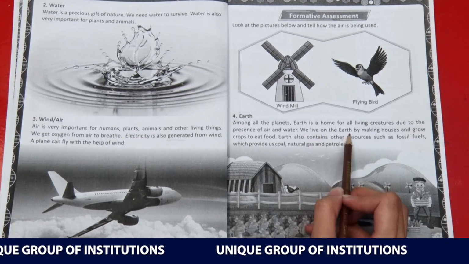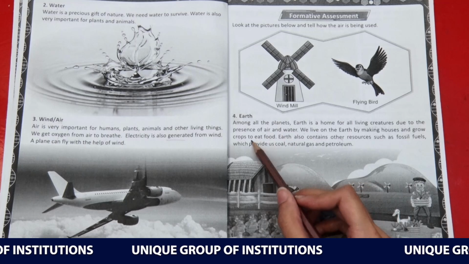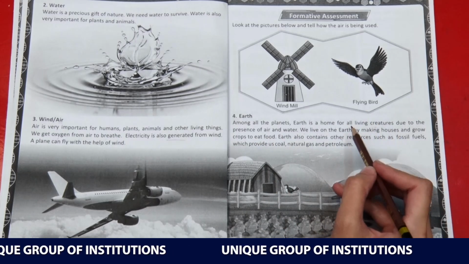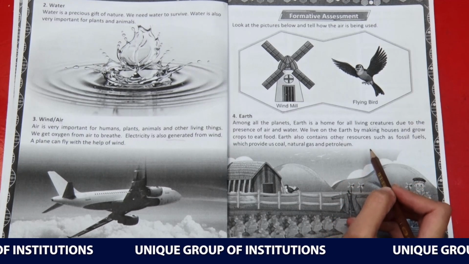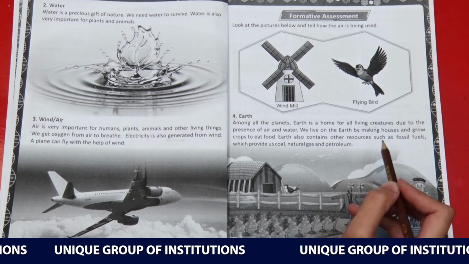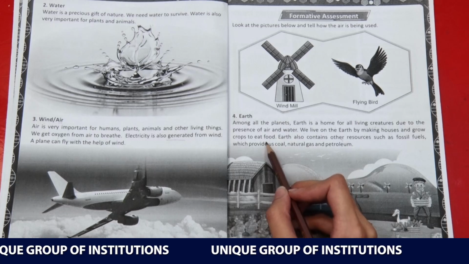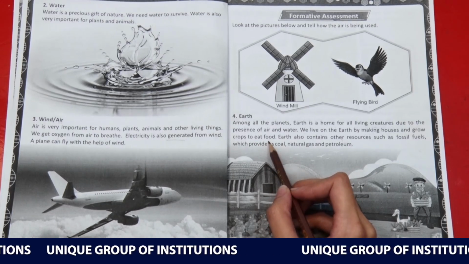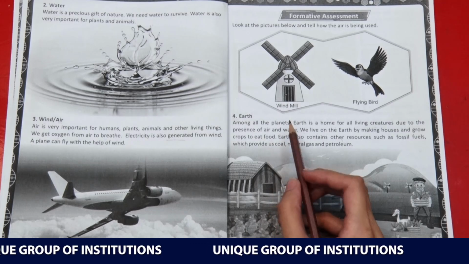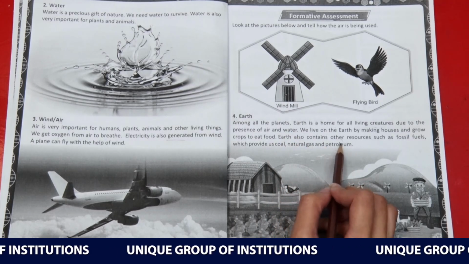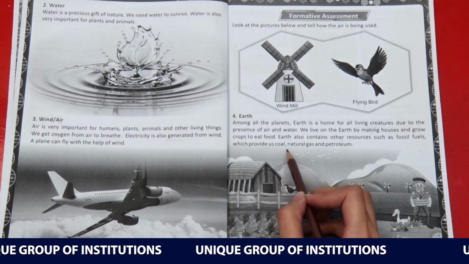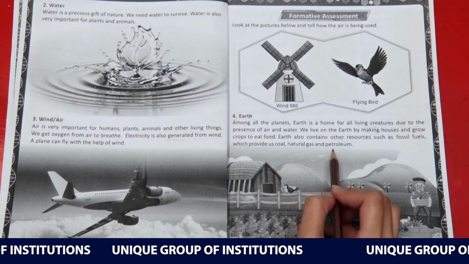Now we live on the earth by making houses and growing crops to eat food. On earth we have clay, with which we grow crops, and we use those crops to make food. Earth also contains other resources such as fossil fuels, which provide us coal, natural gas and petroleum.